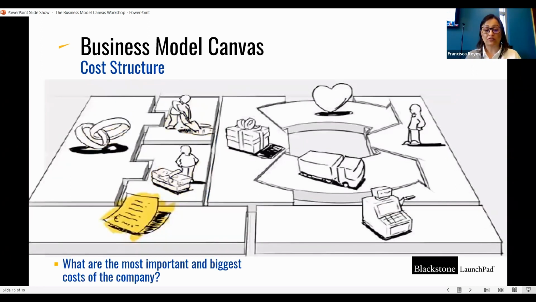And then we get to the last one, that is the cost structure. The cost structure is when we identify how much it costs us to do the key activities, or pay for the key resources, or to maintain the key partnerships, right? And remember, these are things that we have to do to deliver this value proposition.